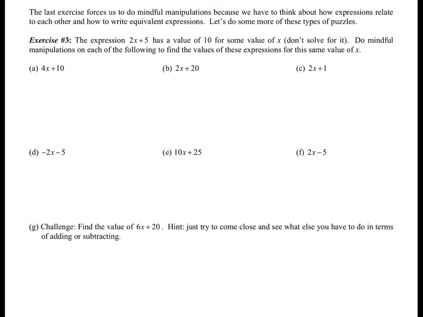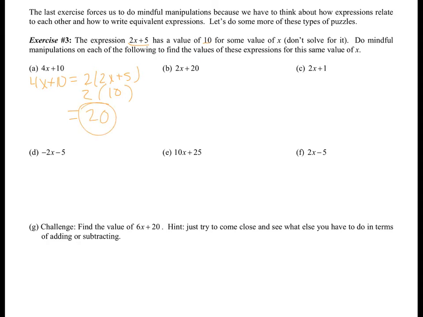We know that 2x plus 5 is equal to 10. So looking at letter A, 4x plus 10, what does that have in common with 2x plus 5? You might notice that it's actually double. So it is times 2. So 4x plus 10 is the same thing as double our original equation, because 2 times 2x is 4x, and 2 times 5 is 10. We know that this expression, 2x plus 5, is equal to 10. So the expression 4x plus 10 is equal to 20.